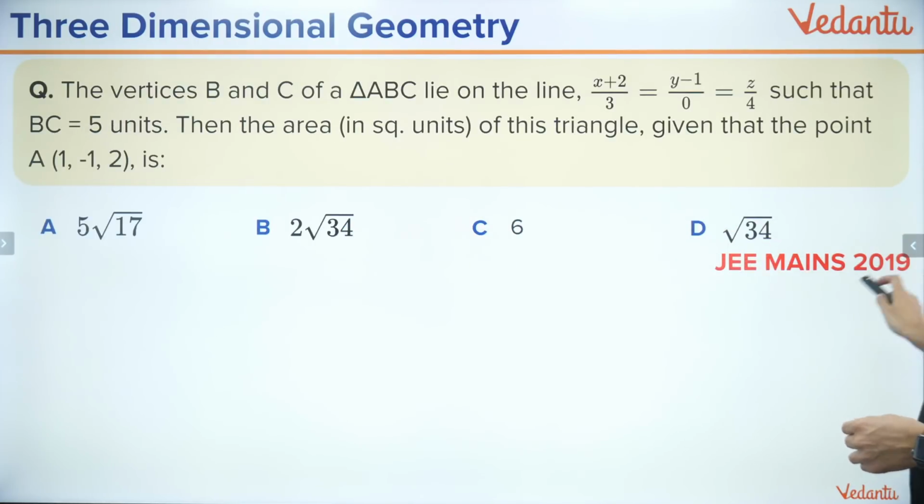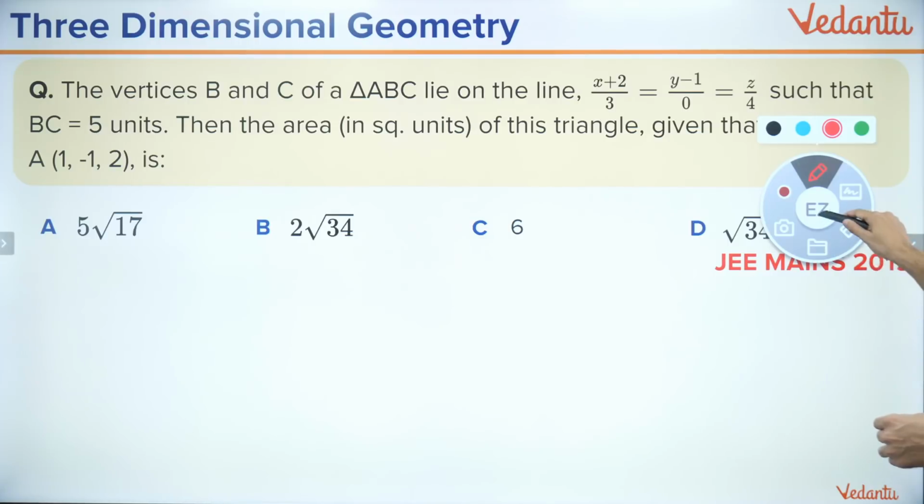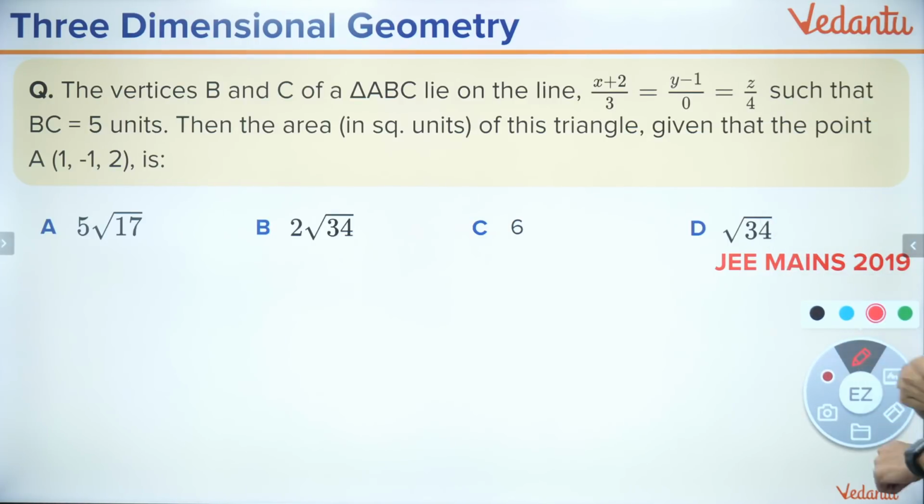Now do this problem again. 2019. The vertices B and C of a triangle ABC lie on the line this such that BC is 5 units, then the area of this triangle given that the point A is this.